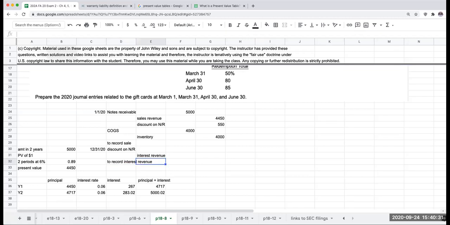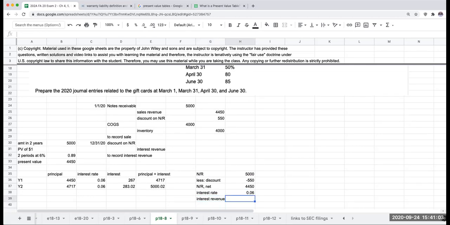Now, to figure out the amount that I'm going to be amortizing, I take the carrying value of my note, which is my notes receivable, less the discount. My discount here is $550. This is going to give me notes receivable net of $4,450. I take my interest rate of 6%. My interest revenue is going to be multiplying 6% by $4,450, or $267.